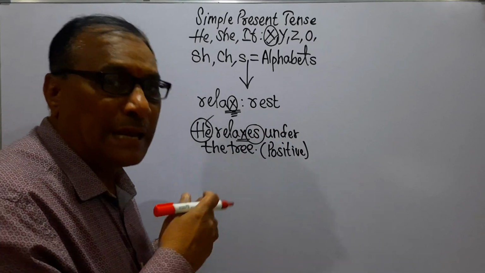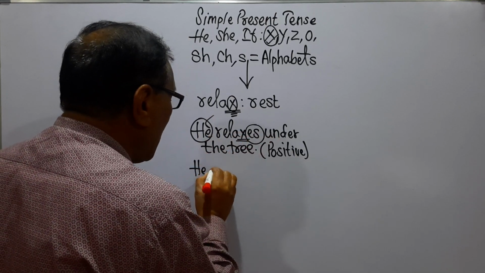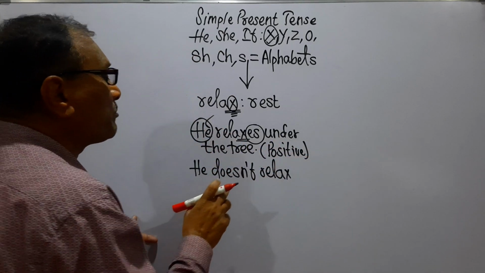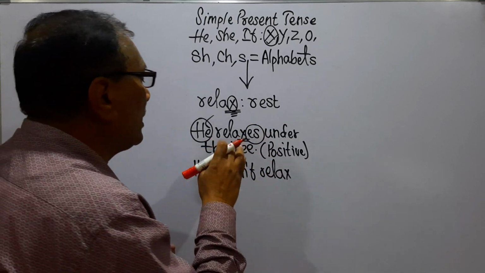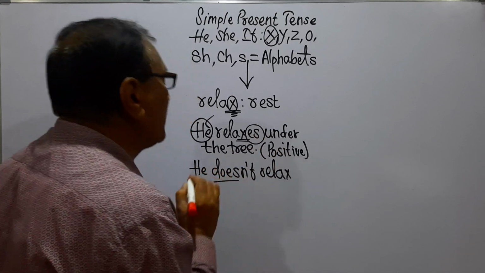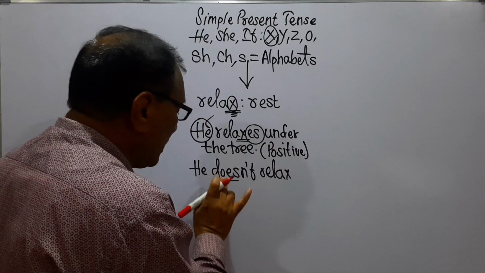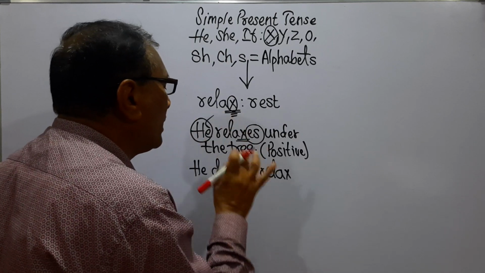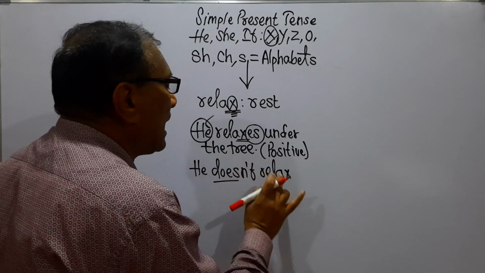If we want the negative sentence, then it will be like this: he relaxes becomes he doesn't relax. Remember, this is the sentence which is positive, and this is the sentence which is negative. Here, he is the subject, and here is the ES suffix. So we took does, then to make it negative we used not, and the ES came here in the form of does. Now the only remaining word is relax, and that's why we wrote the word relax. So the sentence is: he doesn't relax under the tree.